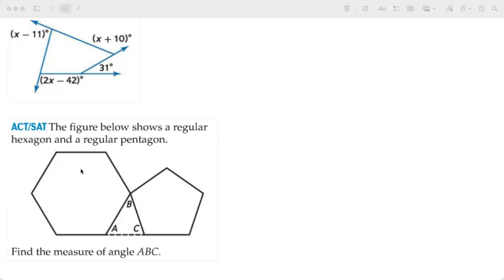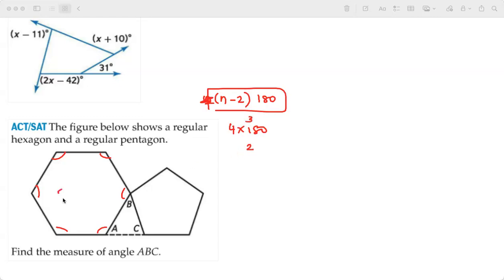Okay. Now, the figure below shows a regular hexagon and a pentagon. How do I know what these angles are? Quickly, remember, we derived a formula: n minus 2 times 180 was the sum of the interior angles, correct? N represented the number of sides. So 4 times 180, which is 720 here, was the sum of these angles. Then 720 divided by 6 is 120. This is 120. So this has to be 60.